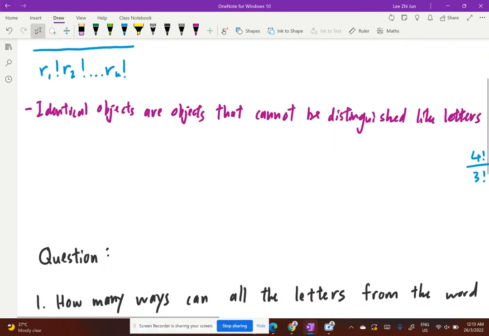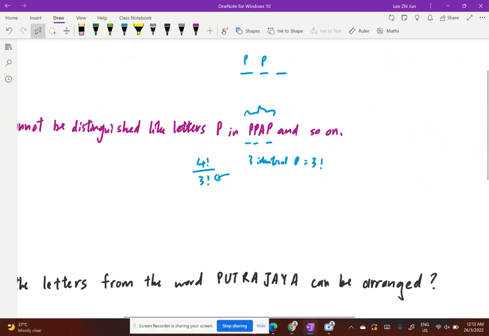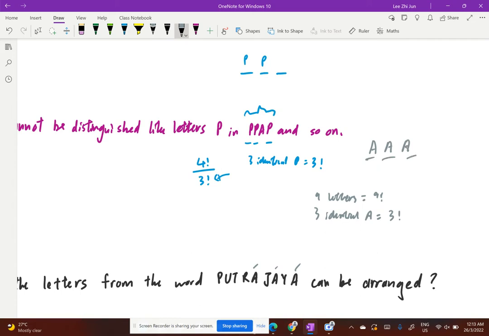So we go to the question. How many ways can all the letters from the word PUTRAJAYA be arranged? PUTRAJAYA has 9 letters, so it will be 9 factorial. However, how many As do you see? 1, 2, 3. There are 3 identical As, so it will be 3 factorial. No matter how you arrange the As, because they are identical, they are the same, so you just divide. You will get 9 factorial divided by 3 factorial.